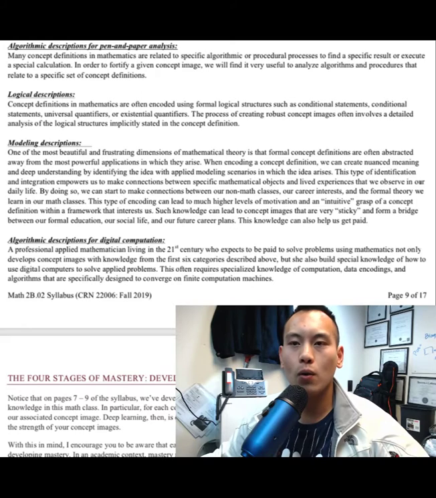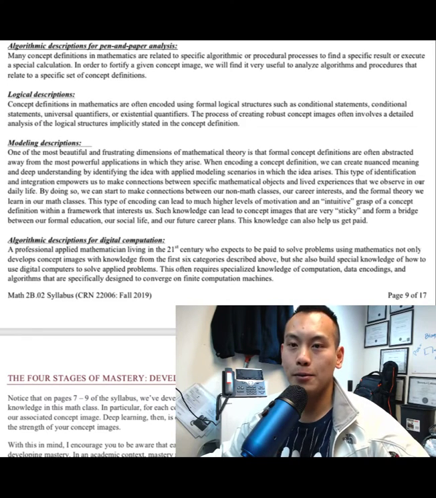By doing so, we can start to make connections between our non-math classes, our career interests, and the formal theory we learn in our math classes. This type of encoding can lead to much higher levels of motivation and an intuitive grasp of a concept definition within a framework that interests us. Such knowledge can lead to concept images that are very sticky and form a bridge between our formal education, our social life, and our future career plans. This knowledge can also help us to get paid.